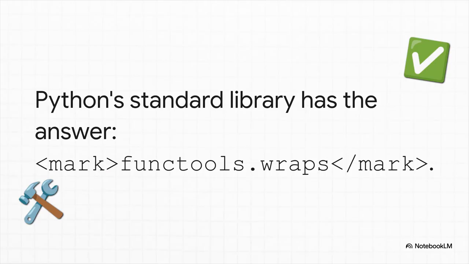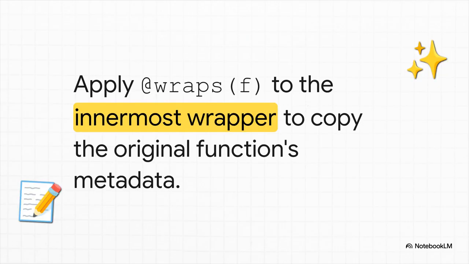But thankfully, Python has our back. The standard library has the perfect built-in solution for this exact problem. It's a decorator called wraps, and you'll find it in the functools module. And here's how you use it. You apply it as another decorator, right on top of your innermost wrapper function. It's like a decorator for your decorator. You pass it the original function, f, and it does this brilliant little bit of magic where it copies all that important metadata, the name, the docstring, everything, from the original function over to the wrapper.